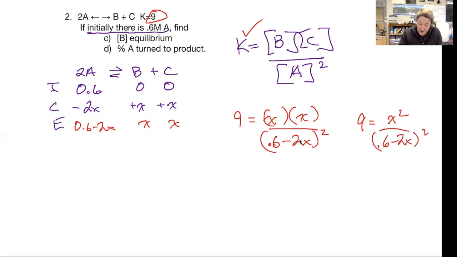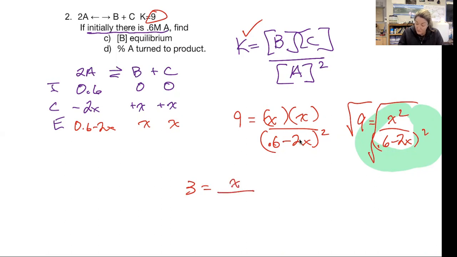Since both the numerator and the denominator here are perfect squares, I can square root both sides of this equation to solve. I don't need the 9 to be a perfect square for this to happen, because if it was an 8, I can square root that in my calculator. So I'm going to square root both of them. Square root of 9 is 3. The square root of x squared is x. And the square root of the denominator just takes away the squaring term.